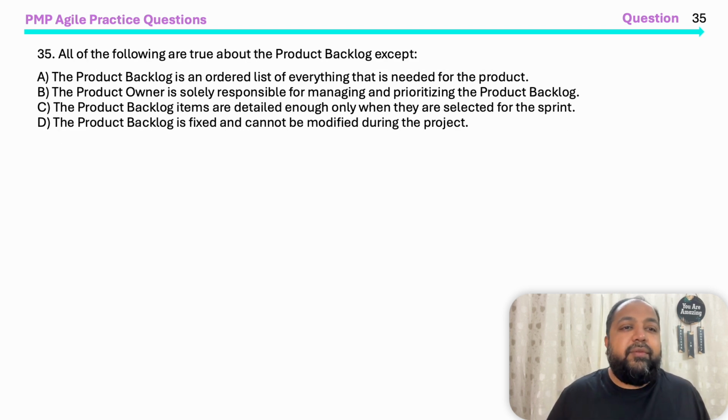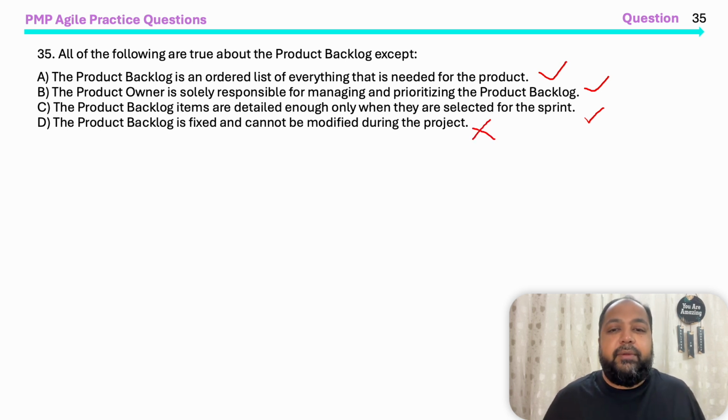Question number 35. All of the following are true about the product backlog except, okay, this is a context-based question. The product backlog is an ordered list of everything that is needed for the product. True. The product owner is solely responsible for managing and prioritizing the product backlog. True. Product backlog items are detailed enough only when they are selected in the sprint. Product backlog is fixed and cannot be modified during the project. No, the product backlog can be modified. It will emerge.